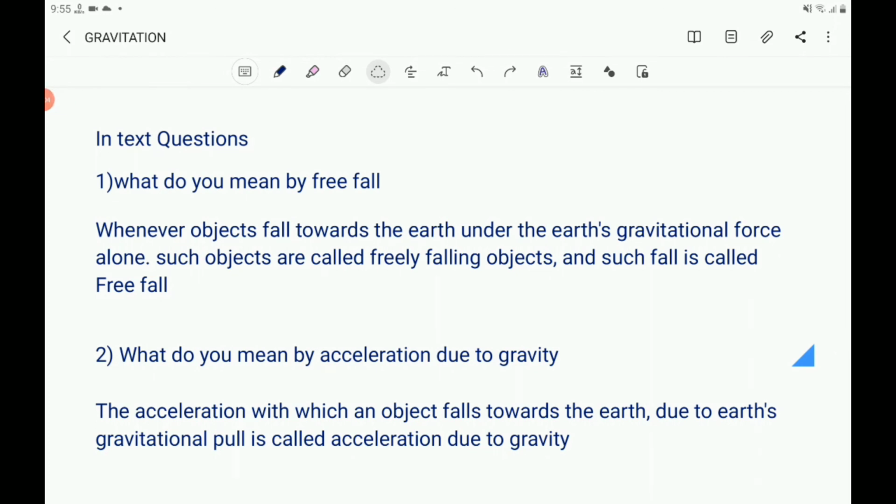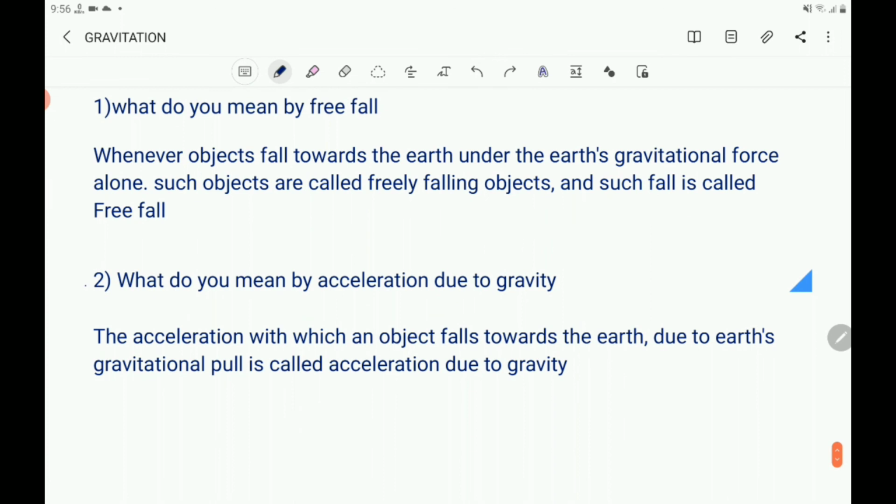There are two questions. First question is, what do you mean by free fall? What is the answer here? Whenever objects fall towards the earth under the earth's gravitational force alone, such objects are called freely falling objects, and such fall is called free fall.